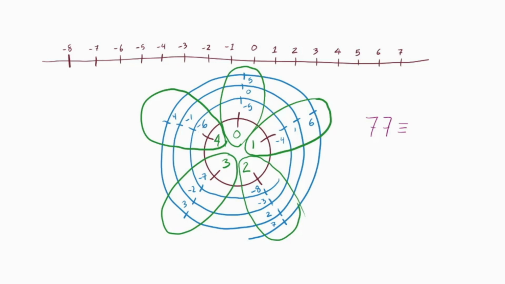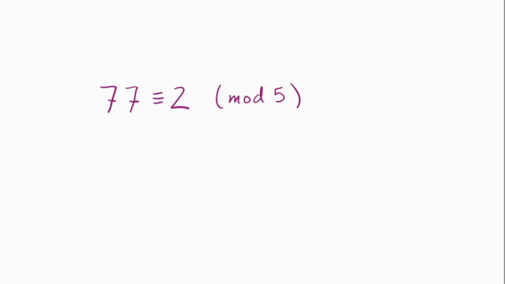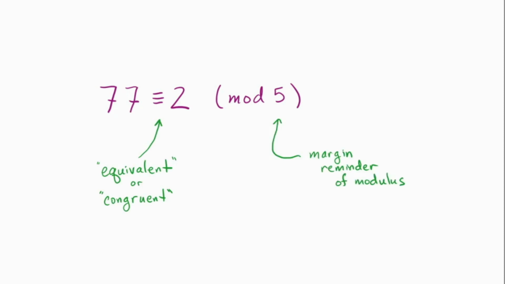That's right, it's 2, because that's the remainder when we divide by 5. In other words, taking away some number of 5s, we're left with 2. Okay, let me offer a quick interjection about notation modulo n. Instead of an equal sign, we use a 3-line symbol, which we read as equivalent or congruent. And we always have to remind the reader of the modulus since it will change what facts are true.